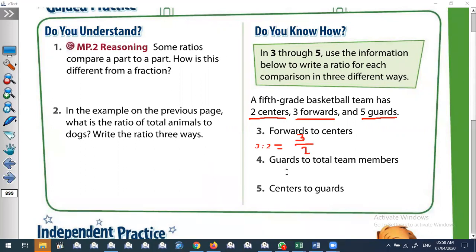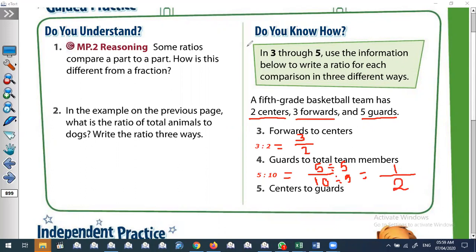The next one, guards to the total team number. Guards are 5. To is like that, this symbol. Total team members, we have 2 plus 3, 5. 5 plus 5, 10. 5 to 10. I can write it like that, 5 over 10. And you can simplify if you want. 5 and 10, both of them are in table 5, yes. Divided by 5, also divided by 5. So it will be 5 over 5, 1. 10 divided by 5 is 2.